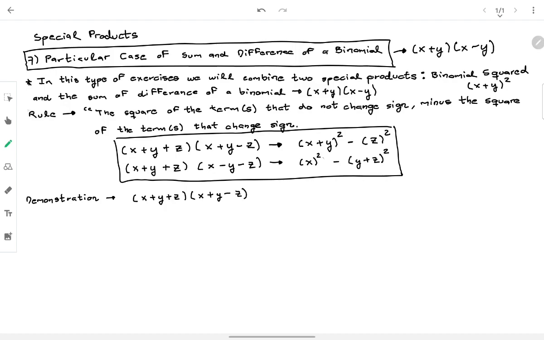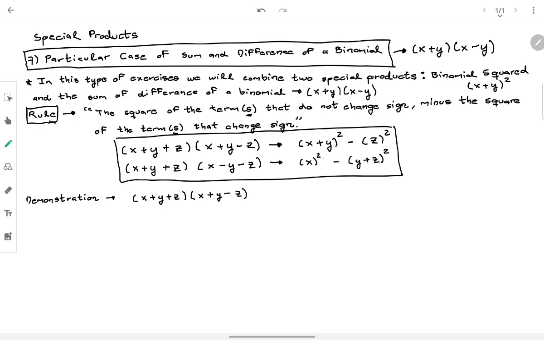So the rule we need to follow today is the same as the one for the sum and difference of a binomial. It will be the square of the terms that do not change sign, minus the square of the terms that change sign. We add the plural because we can have more than one, so we can have one, two, or more that change sign. So that will be the rule for today.